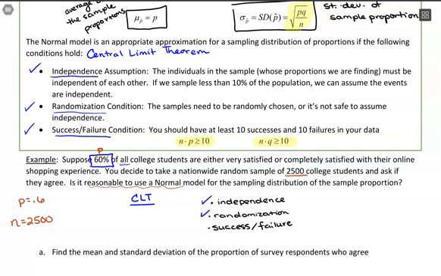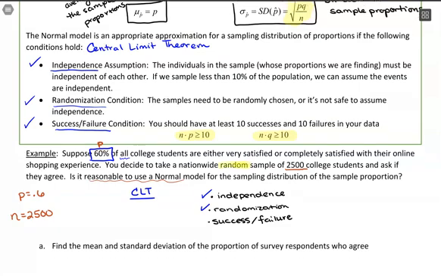So independence and randomization, just assume we're good there. Independence would be the fact that how these random college students answer the survey would be independent of each other. You could also talk about how 2,500 college students is probably less than 10% of all college students. Things like that would give us independence. Randomization is actually clear here because they tell us that we have a random sample, so that's all good. Success failure is where we need to show a little work.